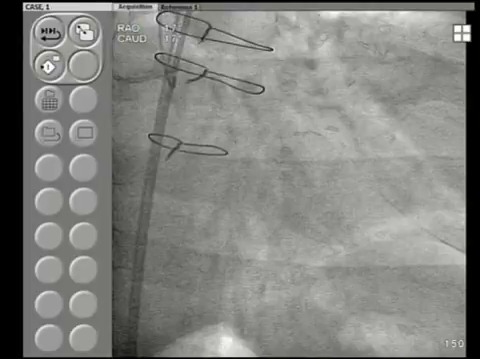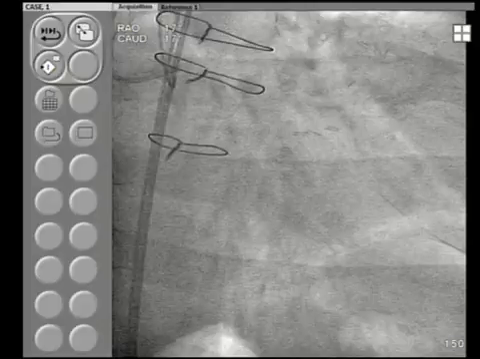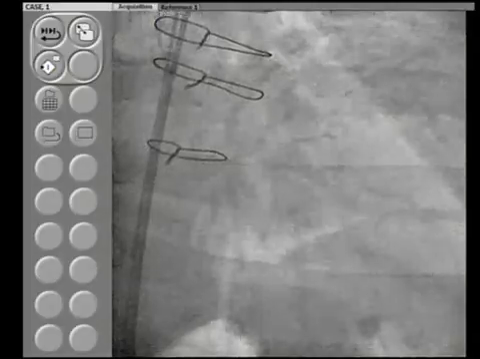So, once you have a subintimal, are you concerned about putting in a Confianza after that? Well, I think as long as you are not pushing it, slowly rotating and drilling.